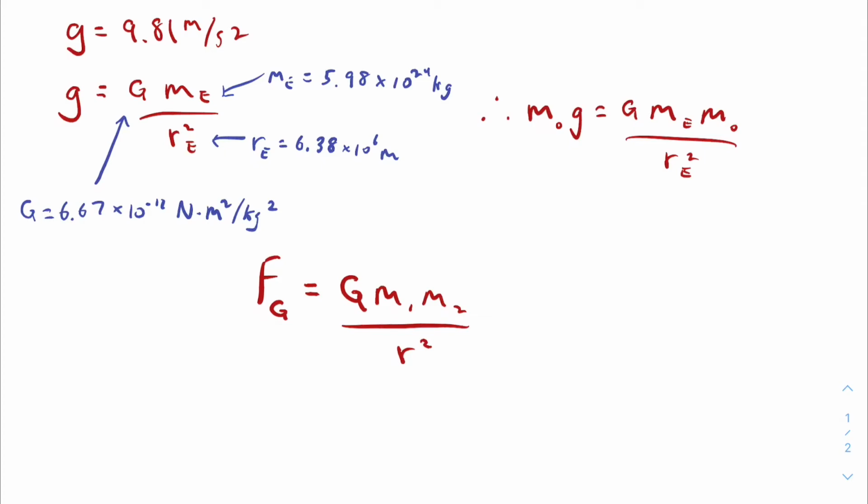In this formula, r represents the distance between the centers of two objects, but in the previous formula we just used the radius of the Earth because the distance between Earth's center and any object close to the surface of the Earth is not much larger than the Earth's radius.